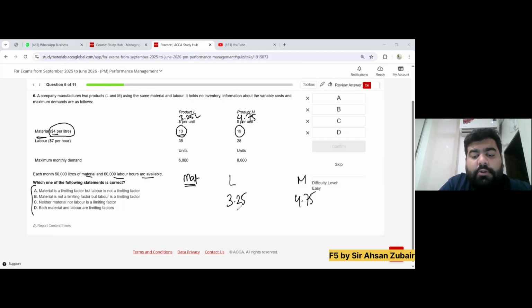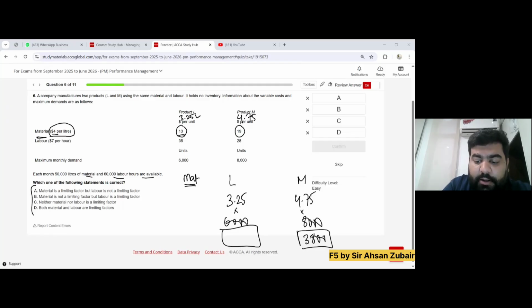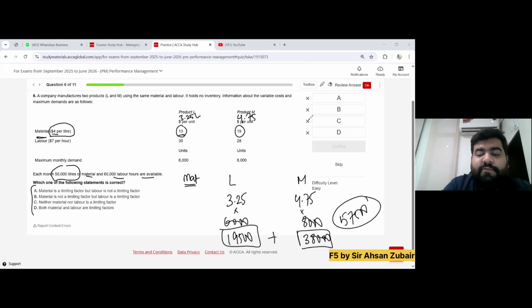This is per unit. You will multiply it with the number of units. 6,000 units L is having and 8,000 units M is having. Just calculate the total. So 4.75 into 8,000, it will be 38,000 liter required here, and 6,000 into 3.25, 19,500 liter required here. If you add both of them, 19,500 plus 38,000, it will be 57,500 liters you require in case of material, but you are having only 50,000 liter. It is confirmed that material is the limiting factor.